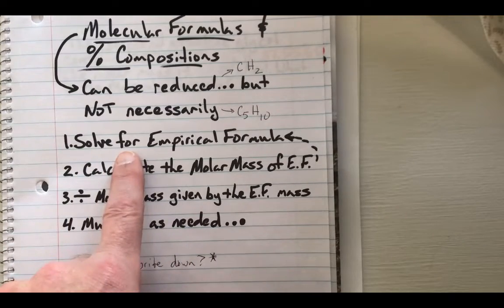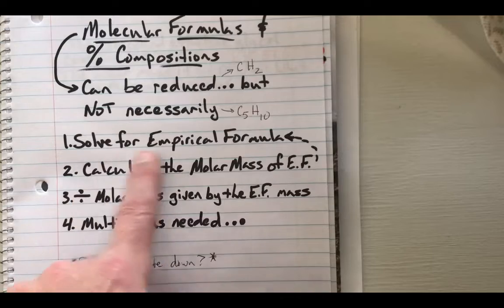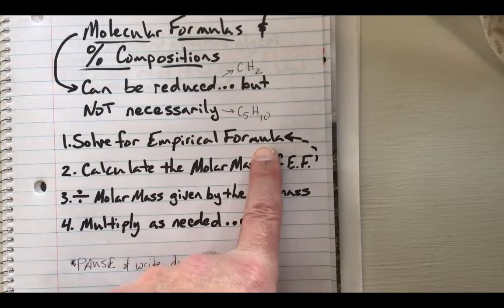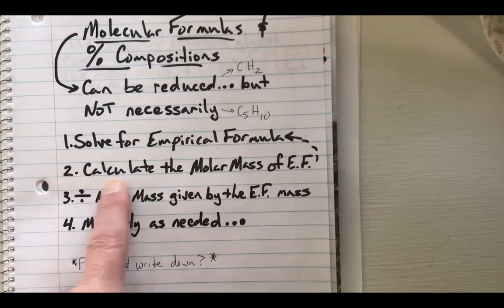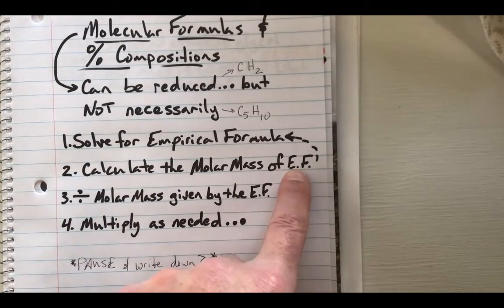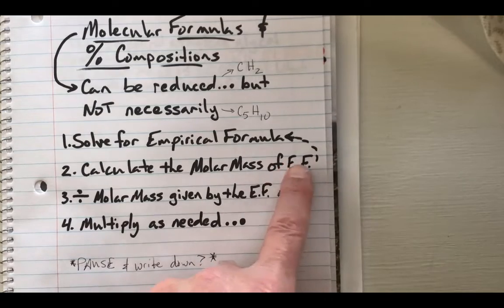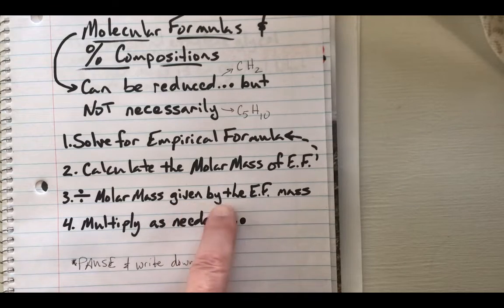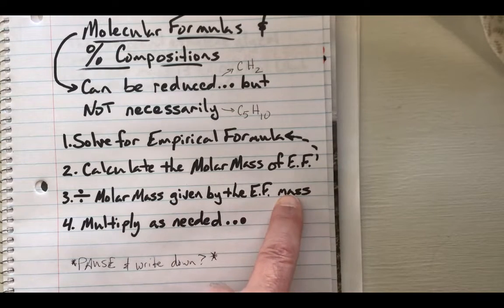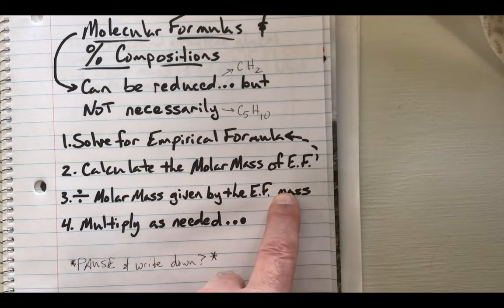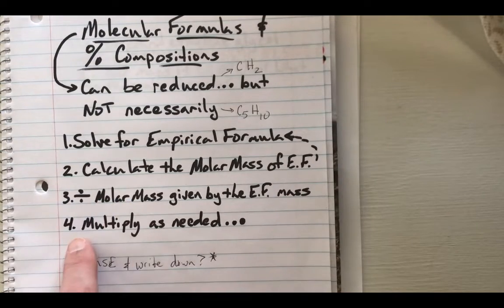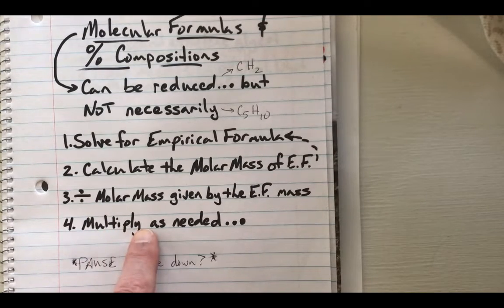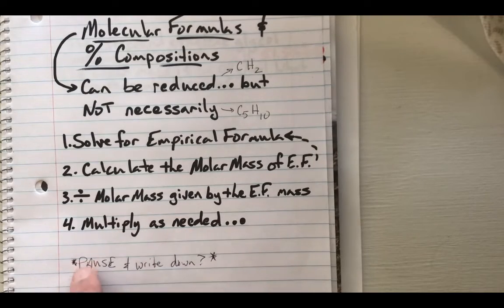So the first thing we need to do to solve for the molecular formula is to solve for the empirical formula. Again, that's why we need to go back and watch that video. The second step, we calculate the molar mass of that empirical formula. After we have that, we divide the molar mass given for the entire compound by the empirical formula mass that we solved for in step 2. This number will be given to us. We see that there is a value that we can find, and we multiply as needed. You may want to pause the video now and write these down, as I'll try to refer back to these as we go.